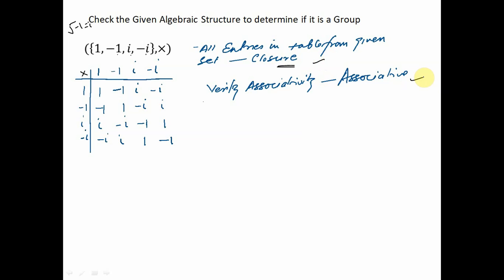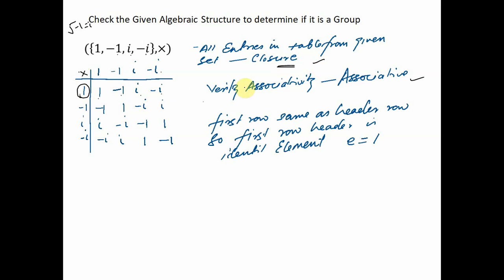Now, as I discussed in the previous session, the easiest method of finding the identity element is to look for the row which is the same as the header row. In this case, this is the header row: 1, minus 1, i and minus i, and you can see over here 1, minus 1, i and minus i. This row is the same as the header row, so the header of this row is the identity element. The first row header is the identity element, that is e is equal to 1.